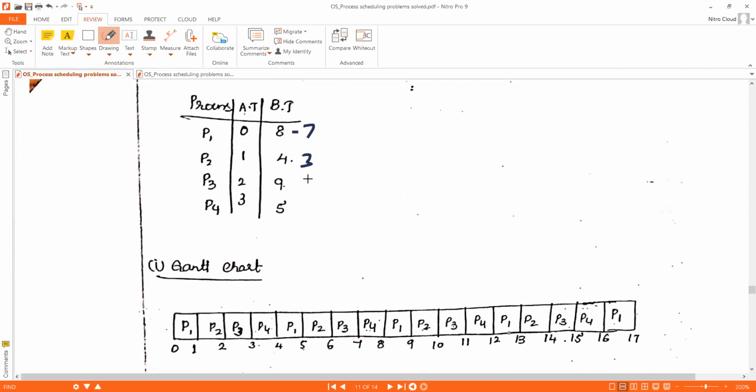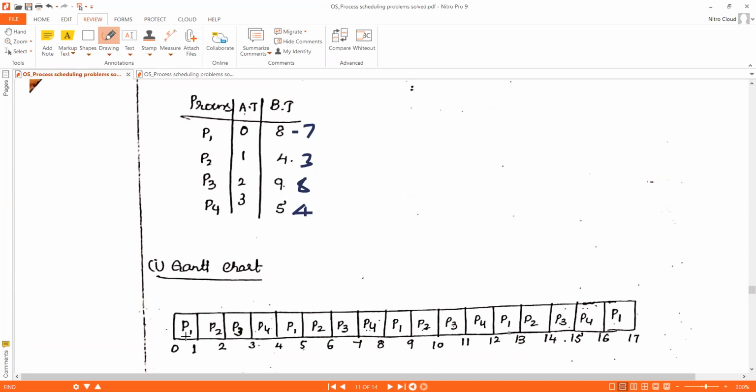What is the remaining burst time for process 3? That is 8 milliseconds. Now at clock time 3 milliseconds, process 4 arrives and its burst time is 5 milliseconds. So now the CPU will be given to process 4. What is the remaining burst time for process 4? It is 4 milliseconds. Process 4 gets executed for 1 millisecond.